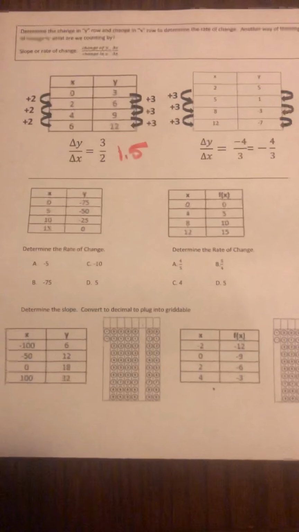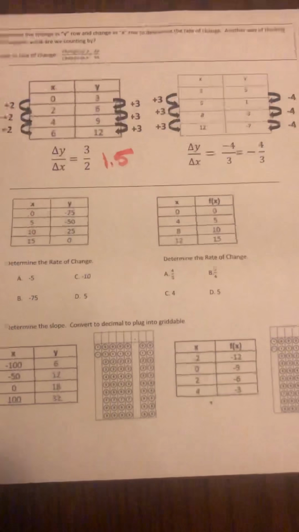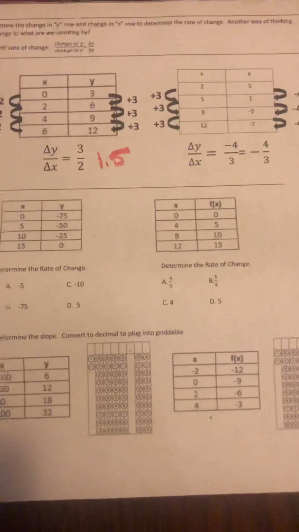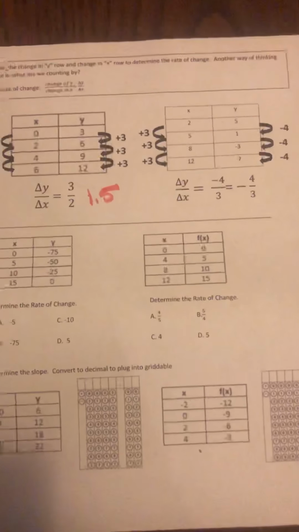When looking for the rate of change or slope from a table, all we have to do is find the change of y and divide it by the change of x to make our ratio. When we're looking for the change, it's basically just saying, what are we counting by?